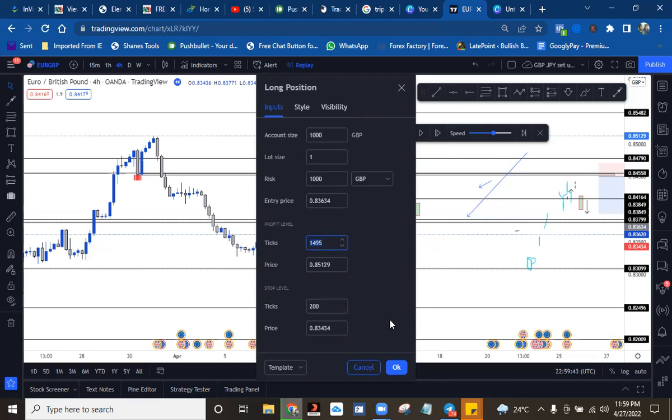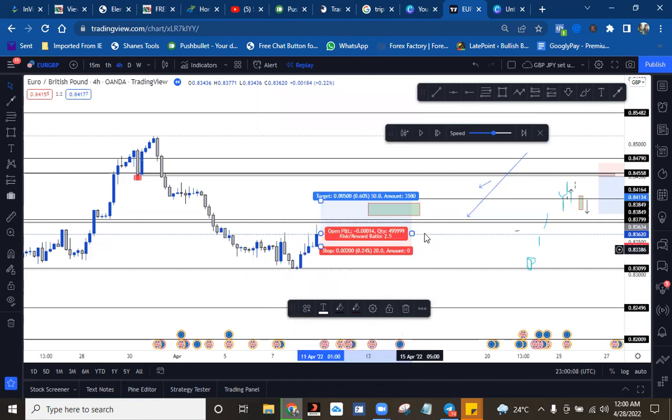So use your chat box, let me know if 200 is equivalent to 20 pips, what is going to be equivalent to 50 pips? Use your chat box, guys. I want to be sure that my traders are still awake. If 200 is equivalent to 20 pips, what is equivalent to 50 pips? 500. Good. So if I input 500 here as take profit and click OK, that means I'm targeting 50 pips and I'm losing only 20 pips.